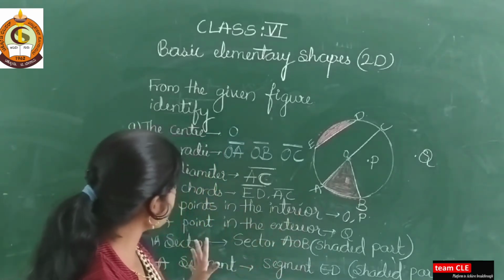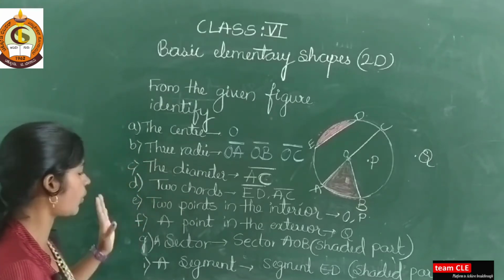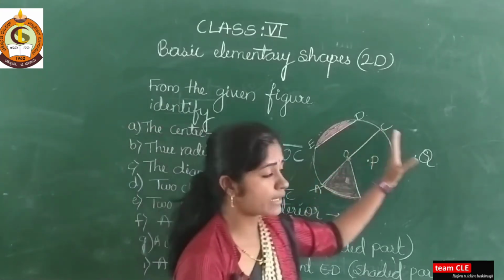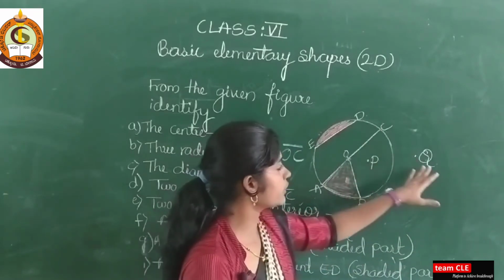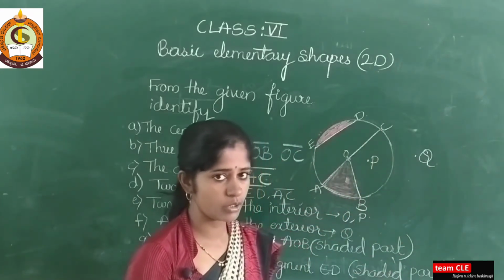See here, the same concept: you take the center, 3 radii, the diameter, 2 chords, 2 points. The same you take, but with other names. For example, here P and Q are there. Here you take A and B. Take other names and practice at your home.